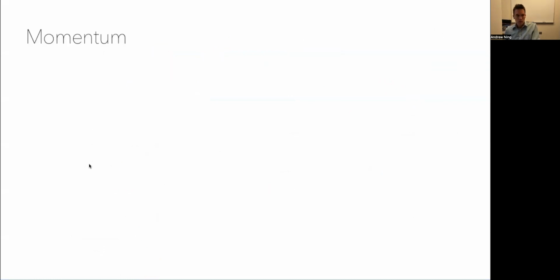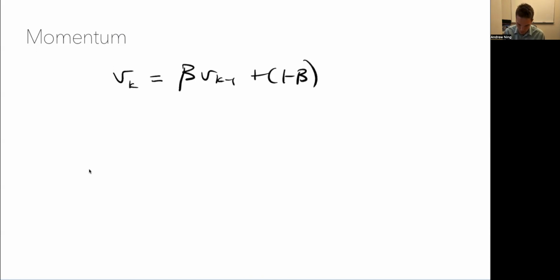Okay, so that was a lot of background to get to what's called momentum. Momentum says, well, gradient descent, bouncing around a lot. Let's try to smooth that out by taking a running average of our gradient. So we're going to call this V, sometimes called a velocity, and it's going to be this running average of our previous one, right? 1 minus beta, and this is going to be the gradient of my objective.